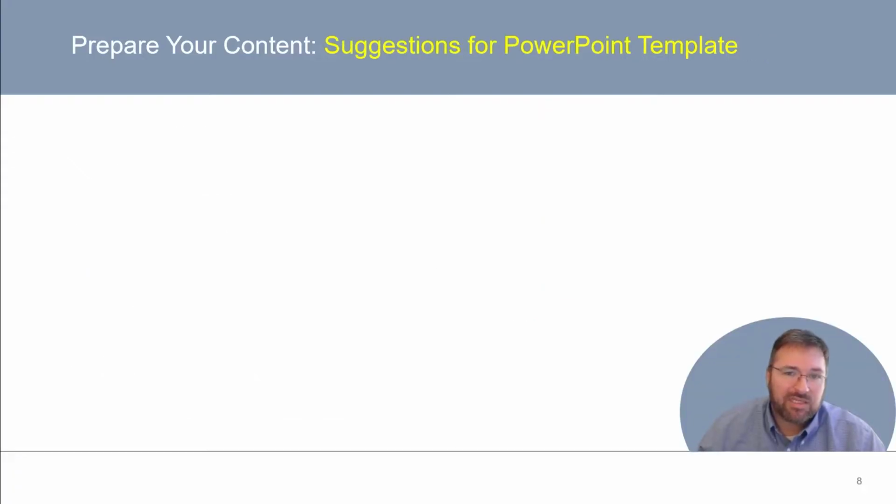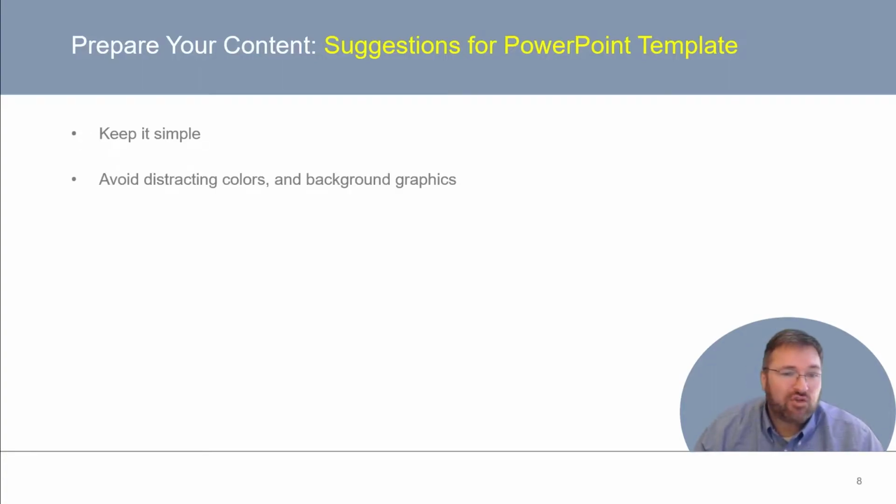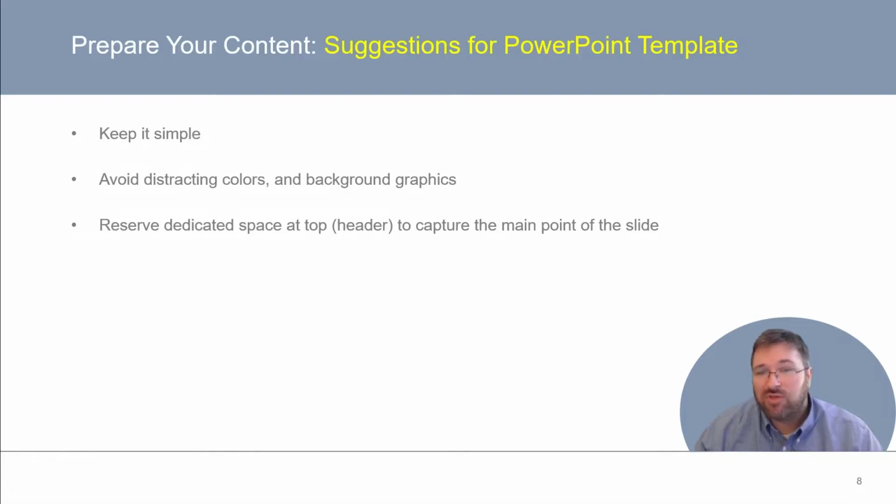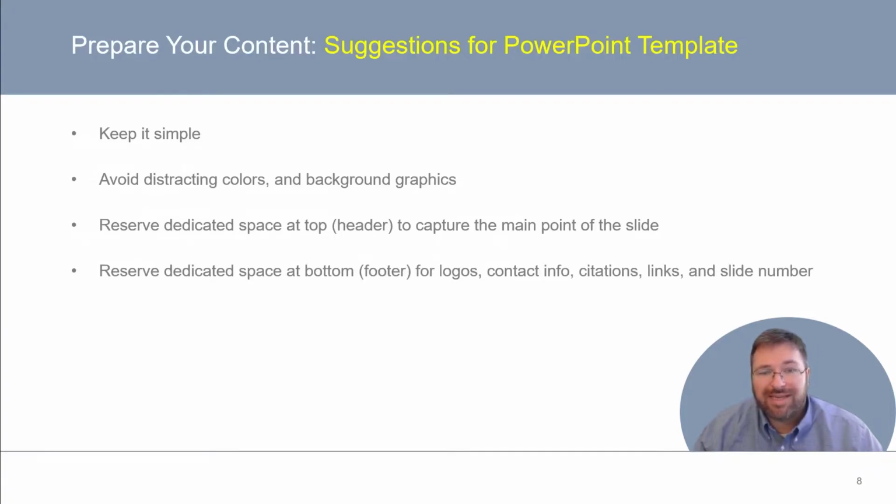Here are some basic suggestions for your PowerPoint template. First off, keep it simple. Avoid distracting colors or background graphics, and make sure your slides reserve some dedicated space at the top for the header, which I like to use to capture the topic of each slide. I also like to reserve dedicated space at the bottom of the slide as a footer for either logos, contact information, citations, links, and/or the slide number.